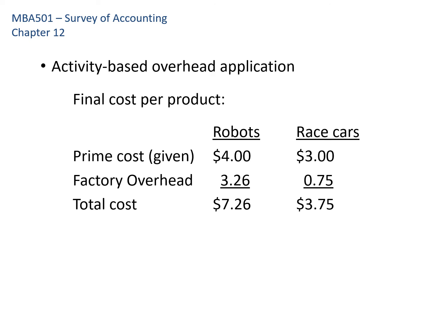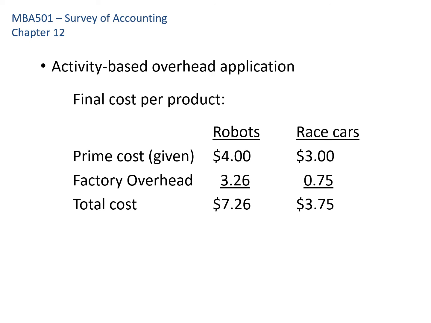So now when I look at the cost, I have that same prime cost. Direct material and direct labor doesn't change. So that's $4 for robots, but they're really consuming quite a bit of my factory overhead, $3.26 for each robot. So my real cost of robots is $7.26. So if I was selling them at $7 and thought I was doing well, I'm actually losing money on each one of those robots because they're placing a lot of demands on the factory overhead.